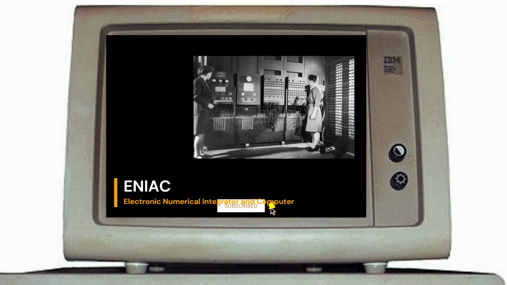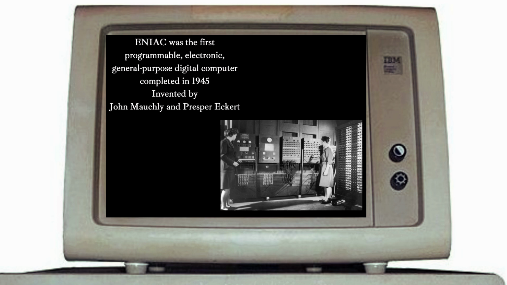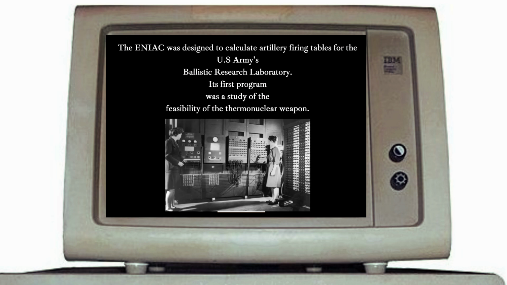ENIAC, Electronic Numerical Integrator and Computer. ENIAC was the first programmable electronic general-purpose digital computer, completed in 1945. Invented by John Mauchly and Presper Eckert. The ENIAC was designed to calculate artillery firing tables for the U.S. Army's Ballistic Research Laboratory. Its first program was a study of the feasibility of the thermonuclear weapon.